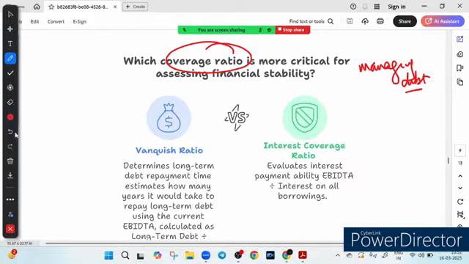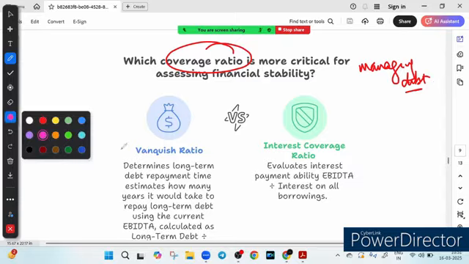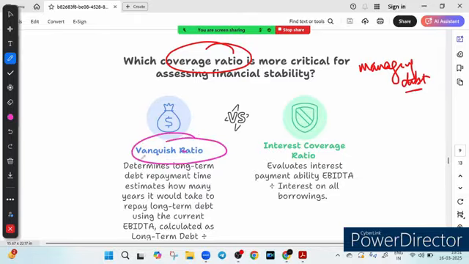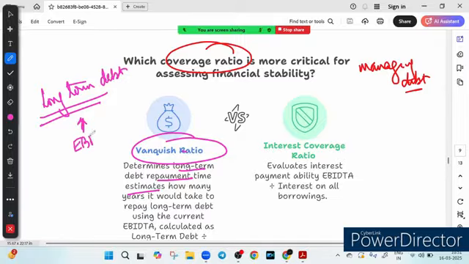Let's break it down. The first kind of ratio is called the Vanquish ratio. It determines the long-term debt repayment time. It tells us how many years it will take to clear long-term debt using EBITDA. It simply tells you that this many years it will take. So the formula is quite simple.